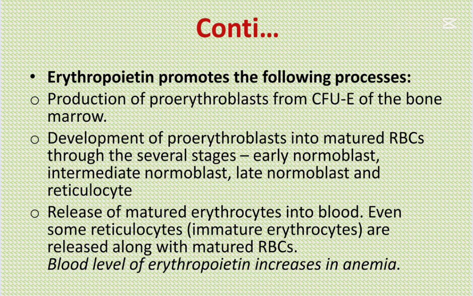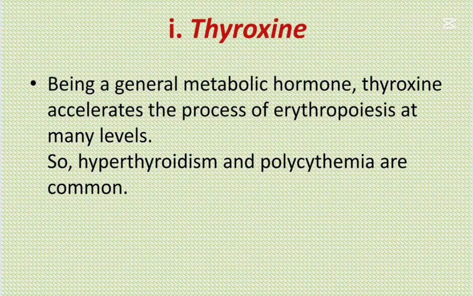Now the next one is thyroxine. So thyroxine is released from the thyroid gland, and it is a metabolic hormone, and it also accelerates the process of erythropoiesis at many levels. Naturally, thyroxine increases the basic metabolic rate. So if it increases the basic metabolic rate, it can also increase the production of erythropoietin and other nutrients that are needed to increase red blood cell formation.